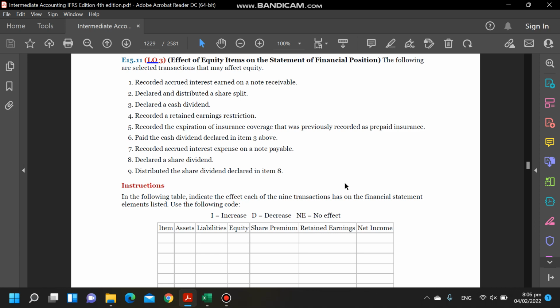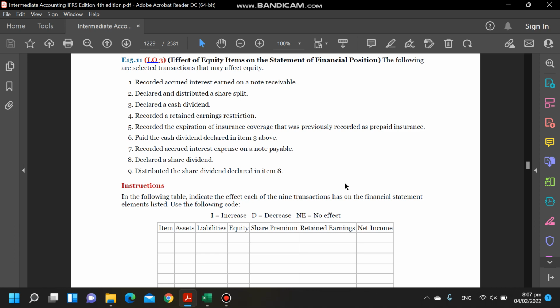So for each item, we need to determine what happened with the asset, liability, equity, share premium, retained earnings, or net income. So for the first item, recorded accrued interest earned on a note receivable. The key point to do this question is that you need to remember the journal entry. For the first one, you will debit interest receivable and then credit interest revenue.